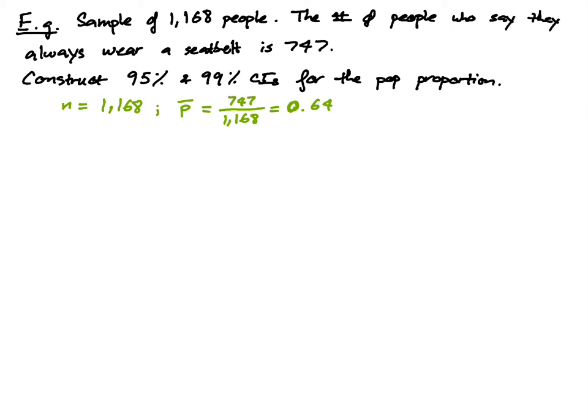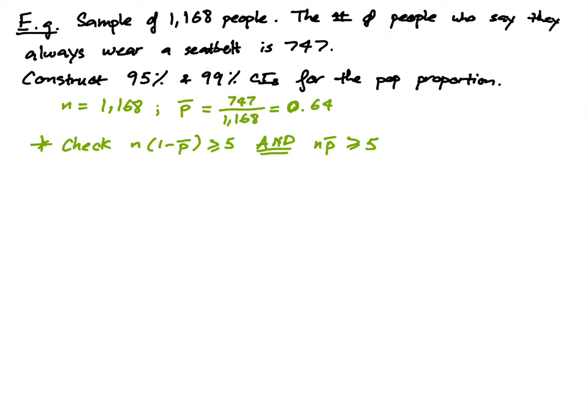So now, remember that in order for the formula to work, we need to do the check, right? So we need to check n times 1 minus p bar is greater than or equal to 5, and n times p bar is greater than or equal to 5. Both conditions have to be met in order for the formula to work.